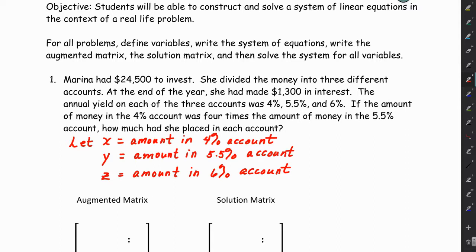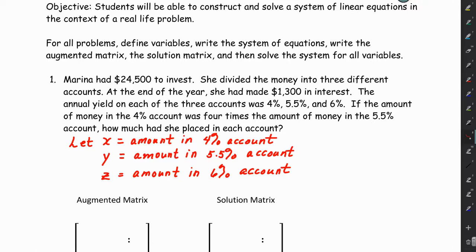All right, so now I have 3 variables. I'm going to need 3 equations. If I have 2 variables, I need 2 equations. 3 variables, 3 equations. 4 variables, 4 equations. So I have to take the information I can from the problem and set up 3 equations.